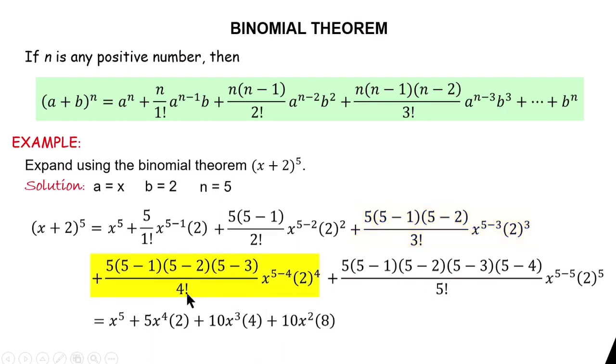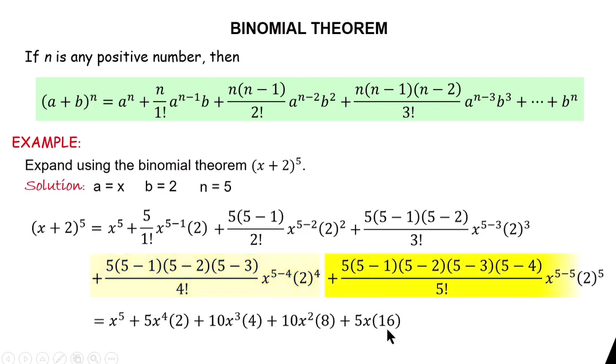4 factorial is 24, 4 times 3 times 2 times 1. Recall that 5 times 5 minus 1 times 5 minus 2 is equal to 60. Times 5 minus 3, which is 2, that is equal to 120. And 120 divided by 24 is 5. Times x raised to 5 minus 4, which is x, times 2 raised to 4, which is equal to 16.